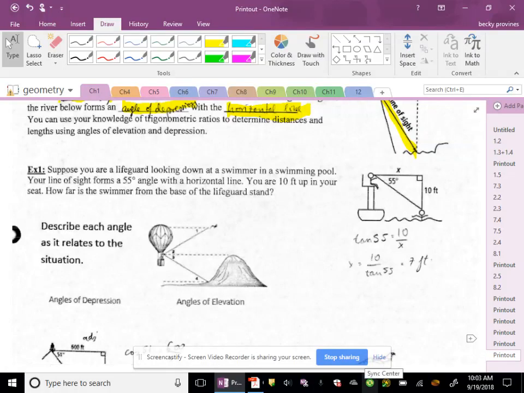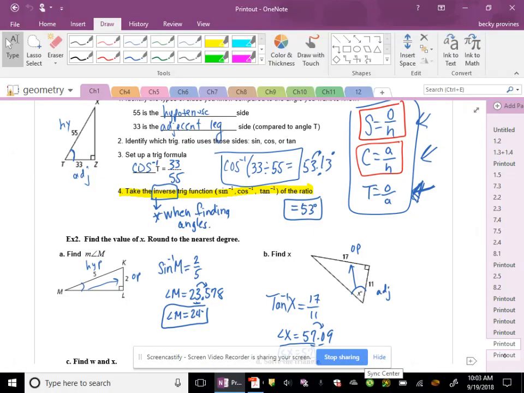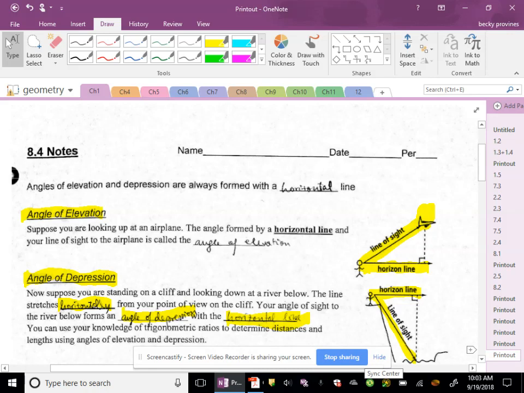Hi, today we're going to go over lesson 8.4, and it's over angles of elevation and angles of depression. And this is just an extension of SOHCAHTOA, sine, cosine, and tangent.